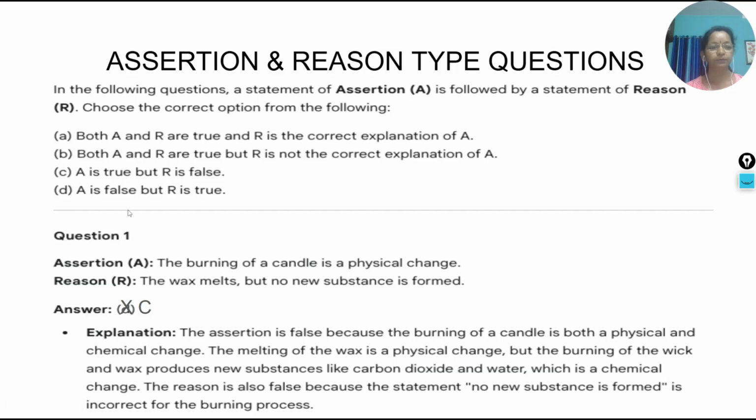So here the correct answer is not given in the options. Both A and R are false.